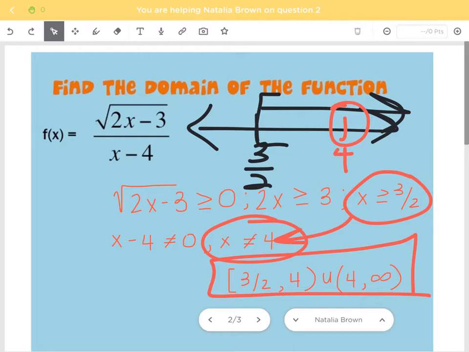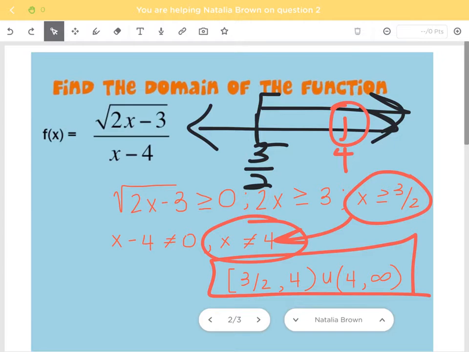Questions on that one, Amanda? Because you think about what happens if I plug in 3/2 in the numerator, I get 0. And 0 can be in my numerator, it just can't be in my denominator. Okay? Because 0 is an answer, right? It's a real number. Thank you. You're welcome. Any other questions on domain before we go on?